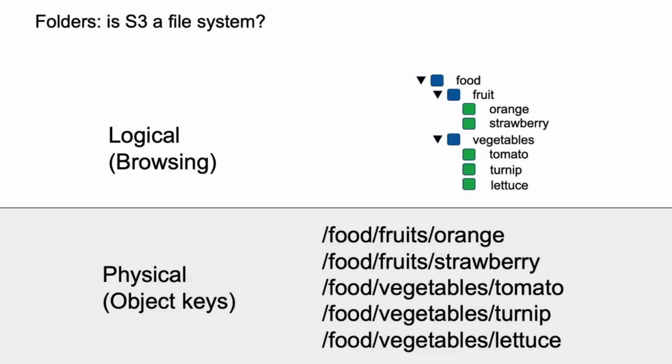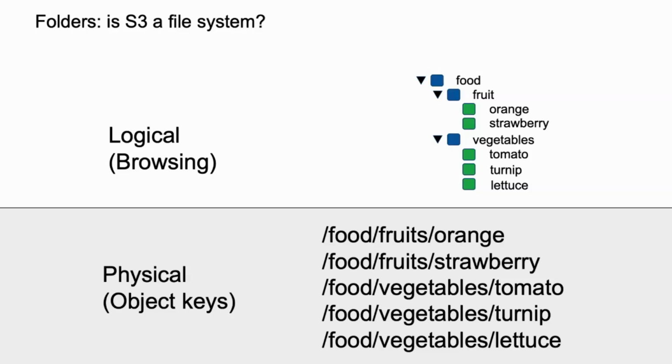Now I'd like to answer a question: is S3 a file system? What is a file system? Well, it's typically something that has a directory structure. It has a whole tree of directories with the files at the leaves of the tree. And you can navigate these by means of paths. So here you have a directory called food. Then inside you have fruit and vegetables. Inside fruits you have orange and strawberry and so on. So there's the notion of a hierarchy of directories and files.